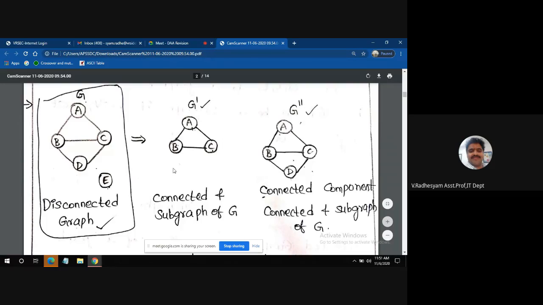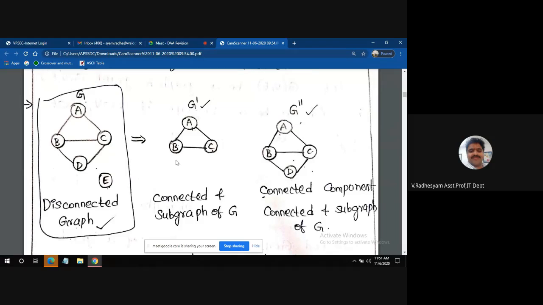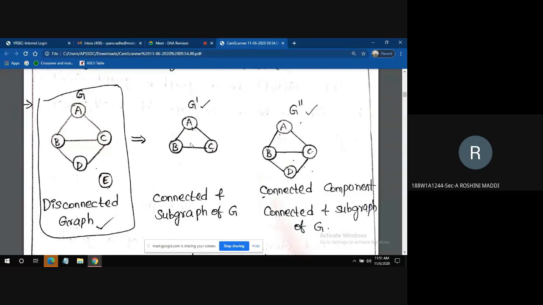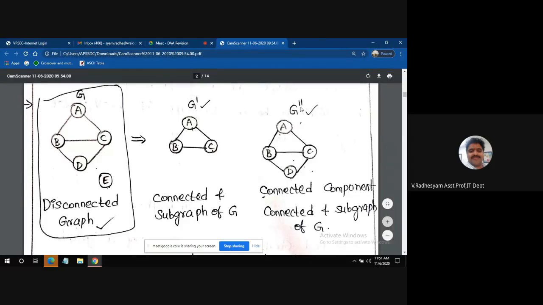And moreover, whether G dash is connected or not. Tell me, G dash is connected or not? Yes, sir. G dash is connected, but G is not connected. So G dash is called a connected subgraph of G. Do you agree with me? G dash is a connected subgraph of G. Yes, sir.